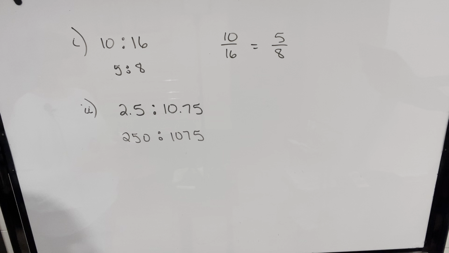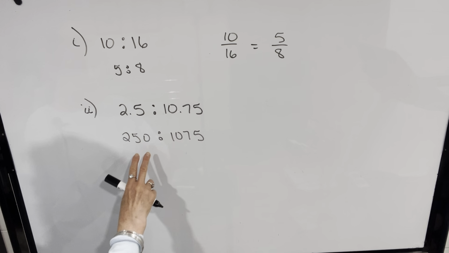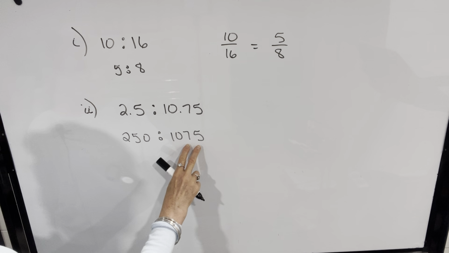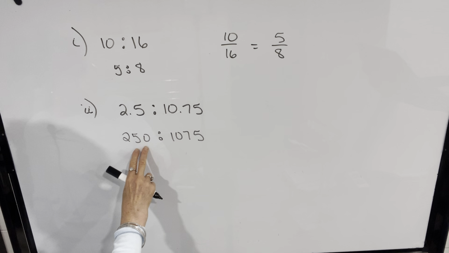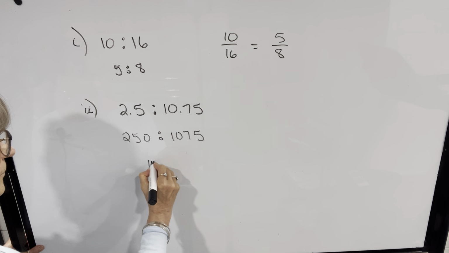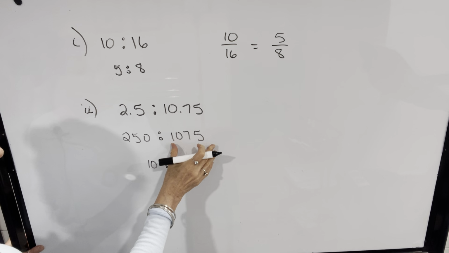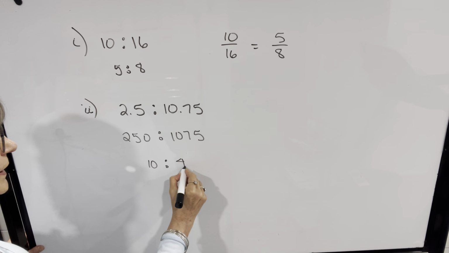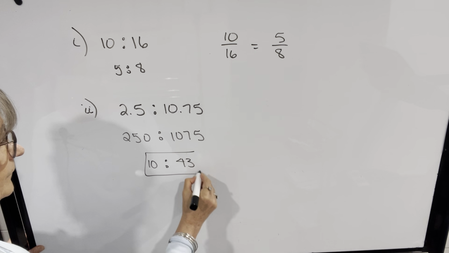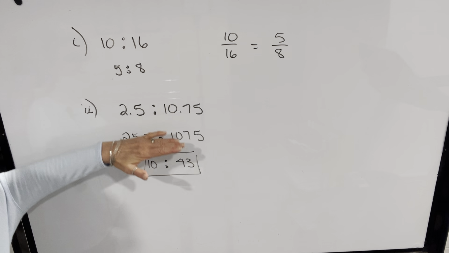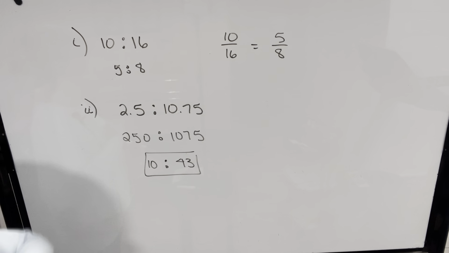Now I'm going to reduce. I'm going to look for the largest number that divides evenly into both of those. The largest number that divides evenly into both of those numbers is 25. So I'm going to divide this by 25 to get 10. And I'm going to divide this by 25 to get 43. So that ratio would reduce to 10 to 43. And that's going to be a little bit easier to work with than 2.5 to 10.75.